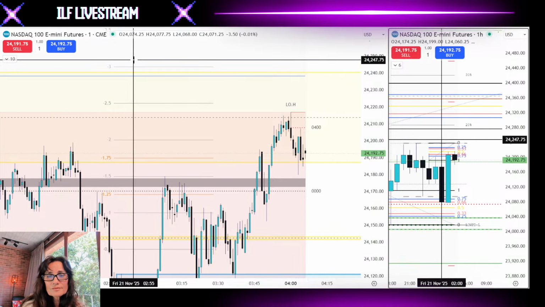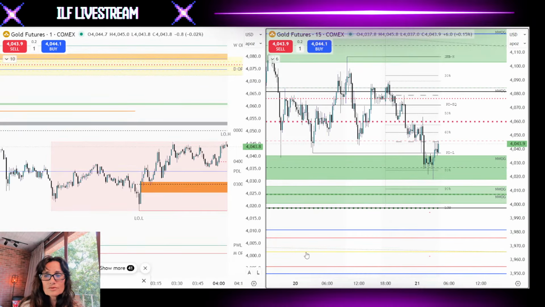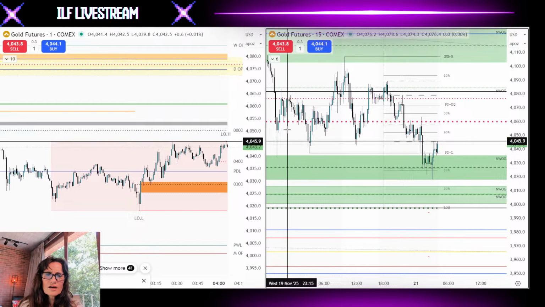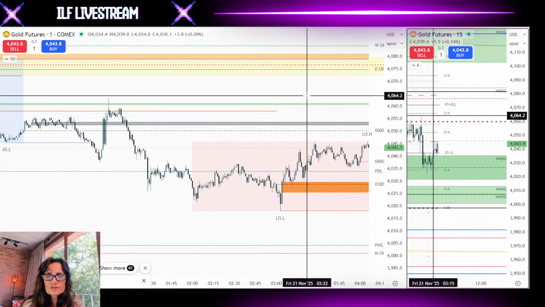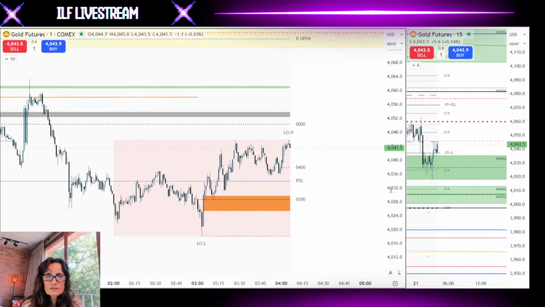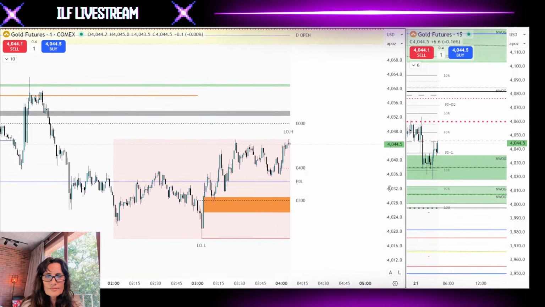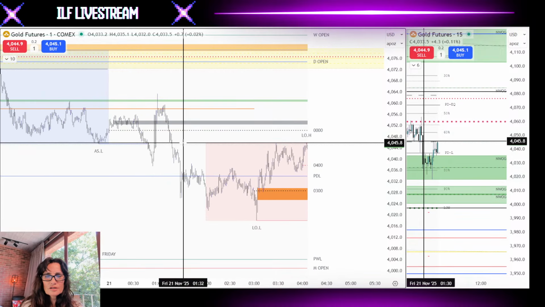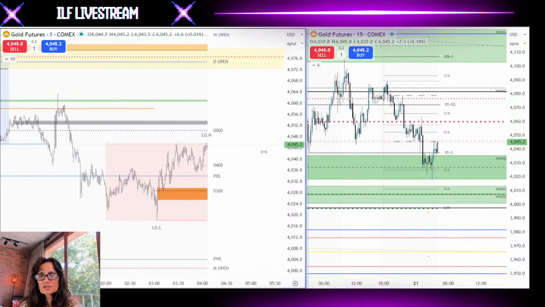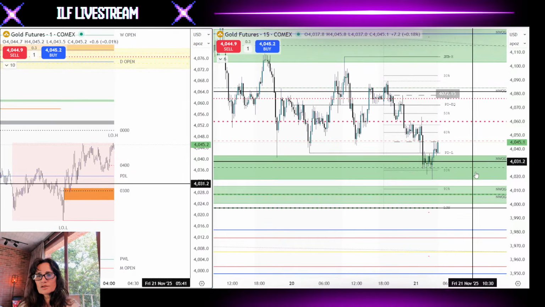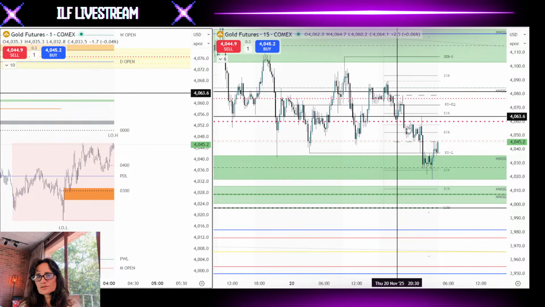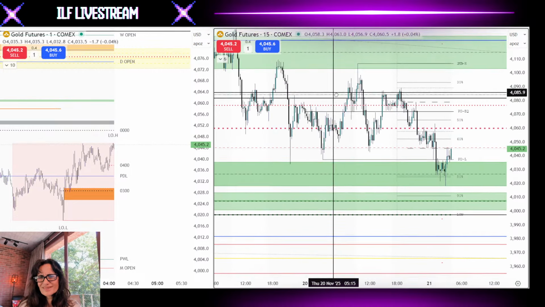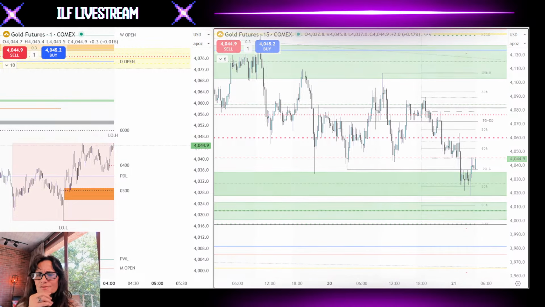Quickly have a look at gold for those who are interested in gold. I'm just not really interested in gold now, I think. We are below Asia. We're just tapping back into Asia, so we'll see. Might be a nice long, but it doesn't look very long to me. I just don't like the structure of gold at the moment.